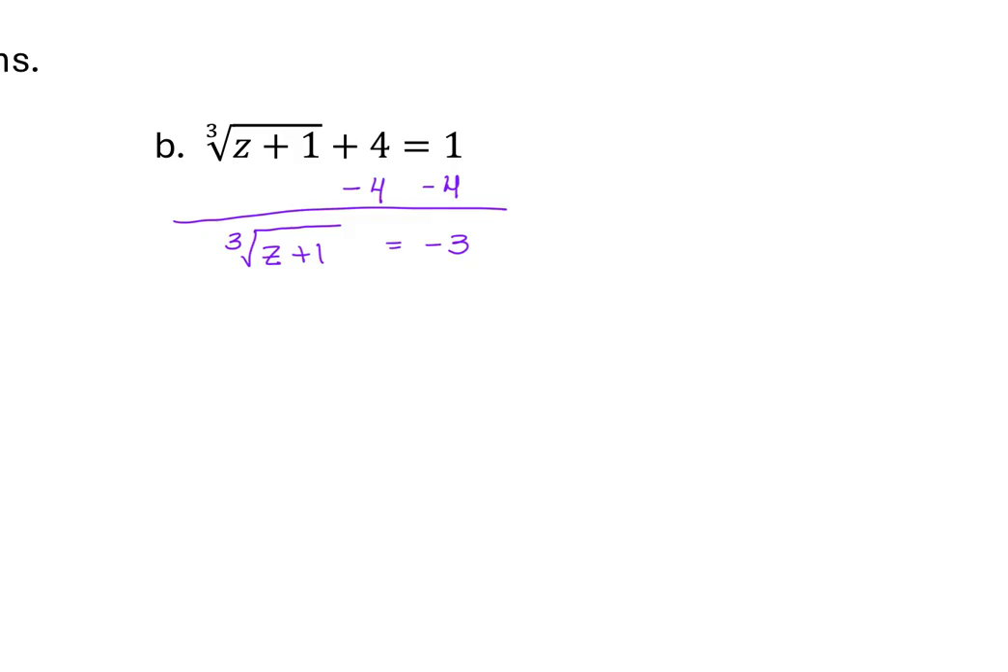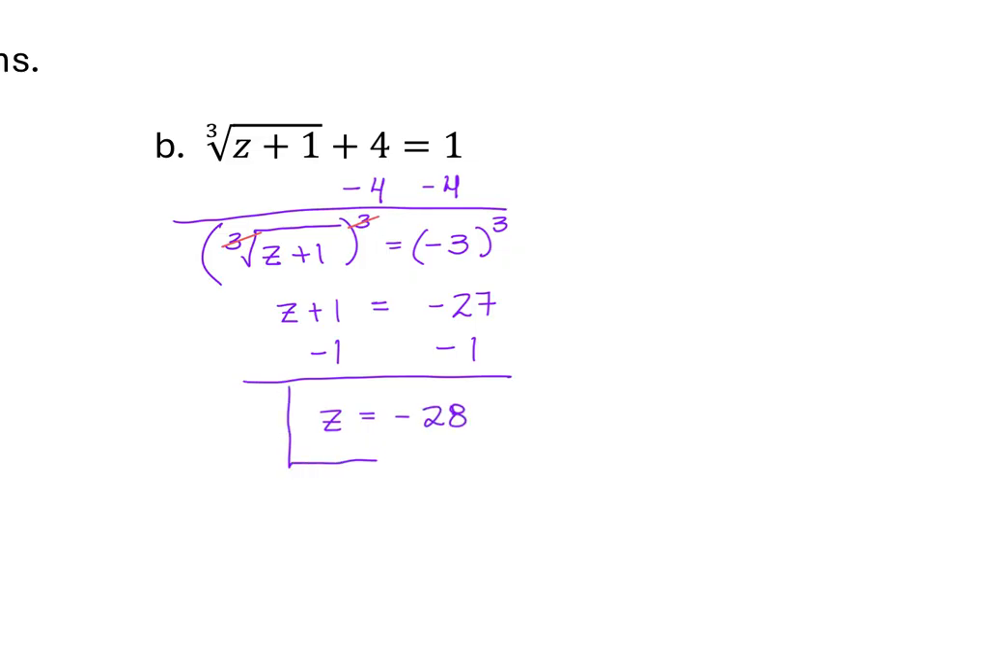All right, so just like we square to get rid of a square root, to get rid of a cube root, we want to cube both sides. If we cube both sides, on the left my cube root and my cube cancel out, and I am left with z plus 1. And if we cube negative 3, we should get negative 27. Finally, we want to finish solving for z. We can subtract 1 from both sides, and we get z equals negative 28.